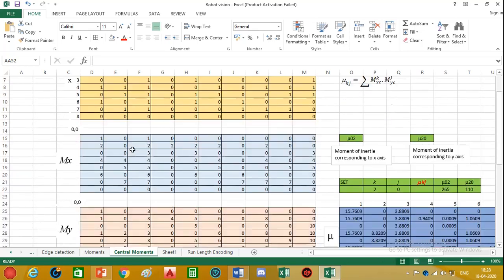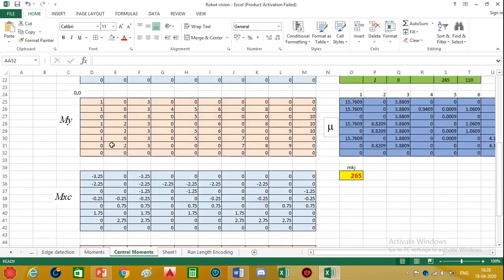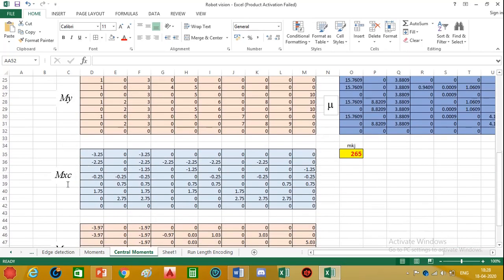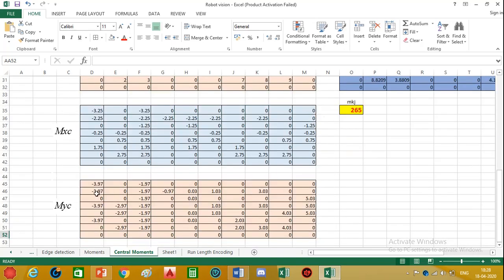Already we have prepared this matrix mx and my. Now we will prepare this matrix mxc. The matrix mxc is obtained by subtracting the value of xc, in this particular case 4.25, from all non-zero cells of matrix mx, and the matrix myc is prepared by subtracting the value of yc, which is 4.97 in this case, from all non-zero cells of matrix my.